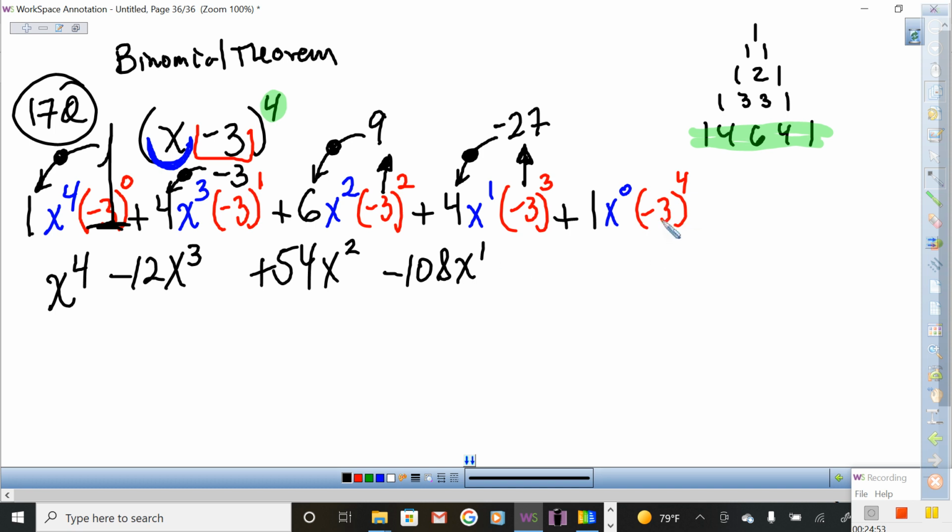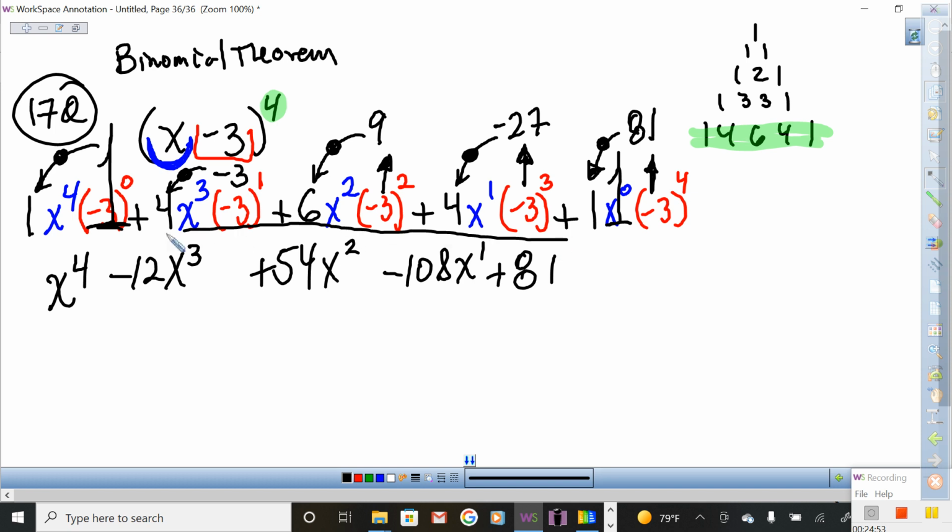Last but not least, -3 to the 4th power. That means -3 times -3 times -3 times -3. That is, Carlos? 81, that is correct. What is 81 times 1? 81. And what is x to the 0? 1. So what is 81 times 1? It's still 81.